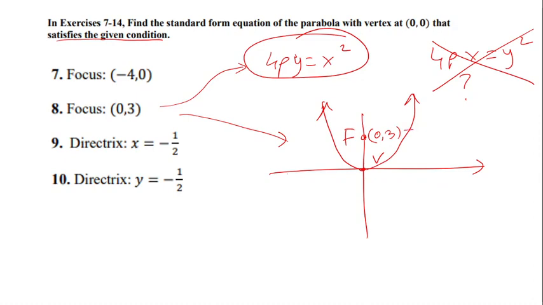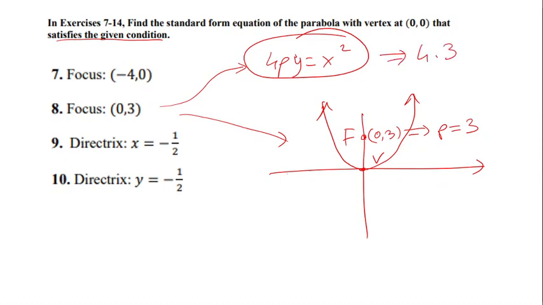Then what is p? Of course this p is the non-zero part of the focus here. This is 3. So when you put p equal to 3, then you get 4 times p, which is 3, and then y, and x squared. So it will be 12y is equal to x squared.